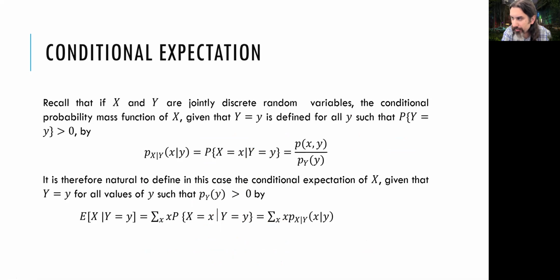Now, conditional expectation. We have two discrete random variables, x and y, and we are looking for the conditional expectation. We have already found the conditional PMF before. We know the conditional joint PMF is written like this: the joint PMF over the marginal PMF of the condition. Now, from here, we can write the expected value of this condition.